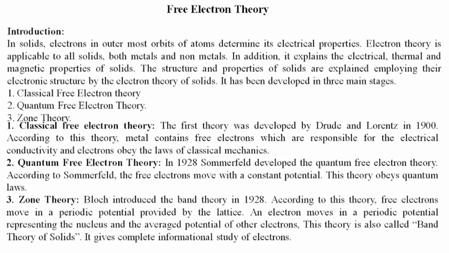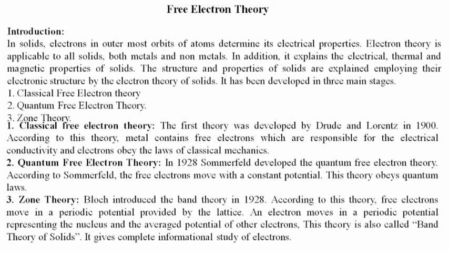The first theory was developed by scientists Drude and Lorentz in 1900. According to this theory, they assume that the metal contains free electrons which are responsible for the electrical conductivity, and electrons obey the laws of classical mechanics. That means the electrons obey Maxwell-Boltzmann distribution statistics. Next, in 1928, Sommerfeld developed another theory that is quantum free electron theory. According to Sommerfeld, the electrons move with a constant potential, and this theory obeys quantum laws. That means the electrons obey Fermi-Dirac statistics.